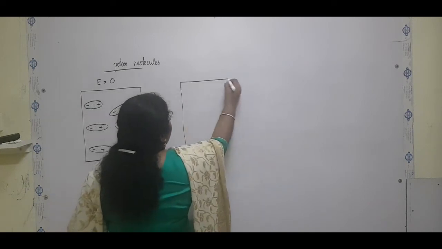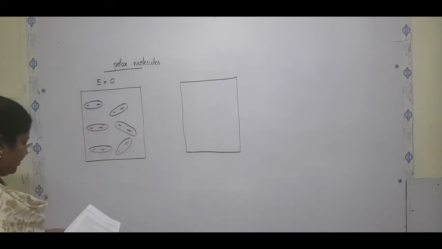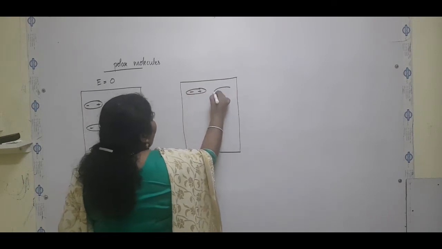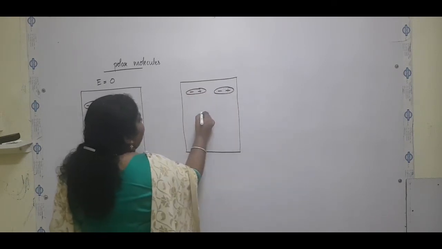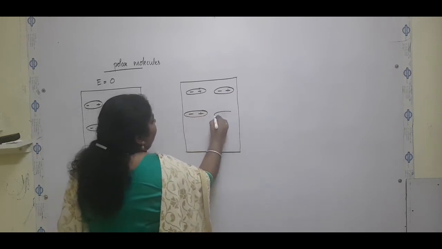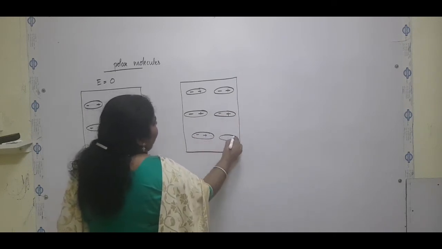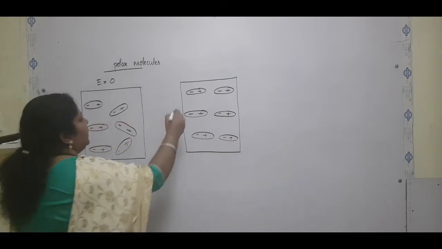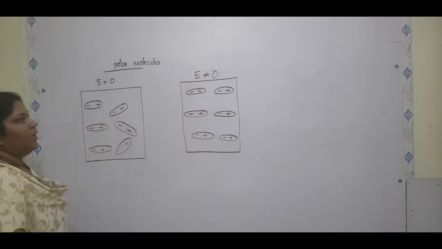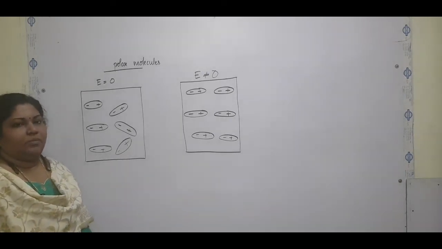Now we see what happens when the electric field is applied to a polar molecule. The dipoles will try to align in a proper way when we apply an electric field. Here E is not equal to 0. So this is the case of polar molecules when the electric field is not there and when the electric field is present.